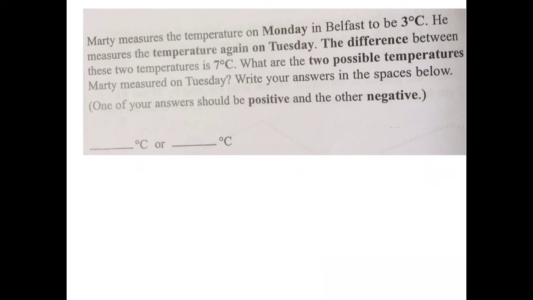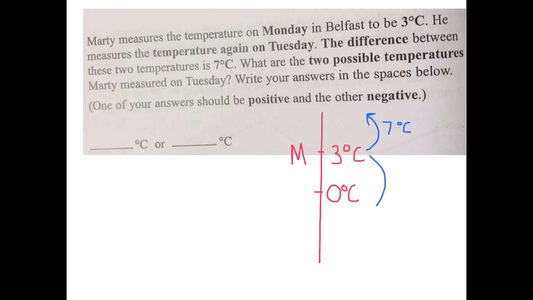Let's draw ourselves a little thermometer. 0 degrees Celsius. We're told that on Monday it was 3 degrees Celsius. And on Tuesday the temperature has changed by 7 degrees. So we could either go up by 7 degrees Celsius or the temperature could drop by 7 degrees Celsius. If it goes up, we're just adding on 7 to 3, so one possibility is 10 degrees. If it drops by 7 degrees, first if I drop by 3 it gets me onto 0, and I still need to drop by a further 4 because 3 and 4 make the 7, so my temperature would be -4. So our two answers are 10 degrees Celsius or -4 degrees Celsius.